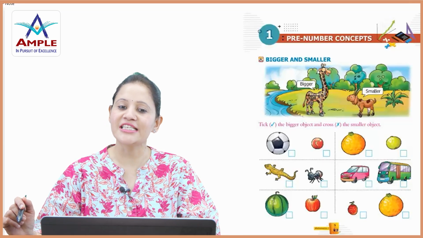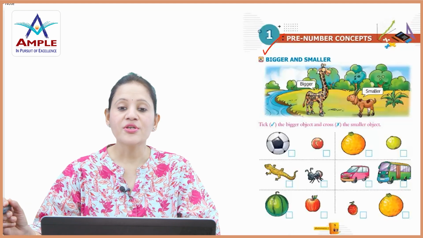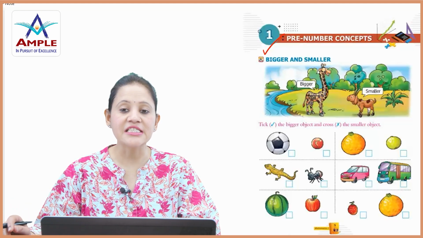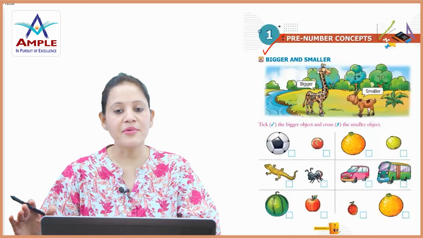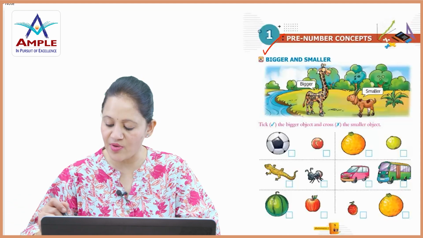Today's maths class, and today we'll do pre-number concepts. So in this chapter, we will learn about the different size, shapes and color before learning about the numbers. So let's start the chapter. First we'll do bigger and smaller.